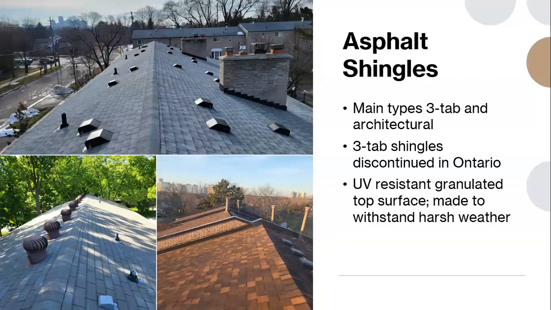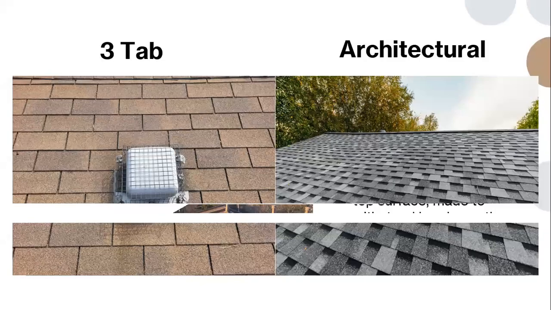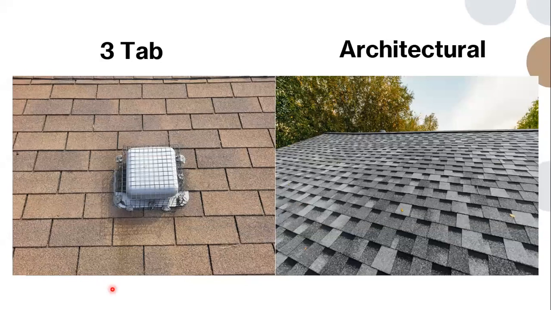And just for a closer look at what these 3-tab and architectural shingles look like, you can see we have the 3-tab on the left, more of a rectangular linear look to them, whereas the architectural looks like it has a bit more of a design to it. And again, they are just more durable in nature.